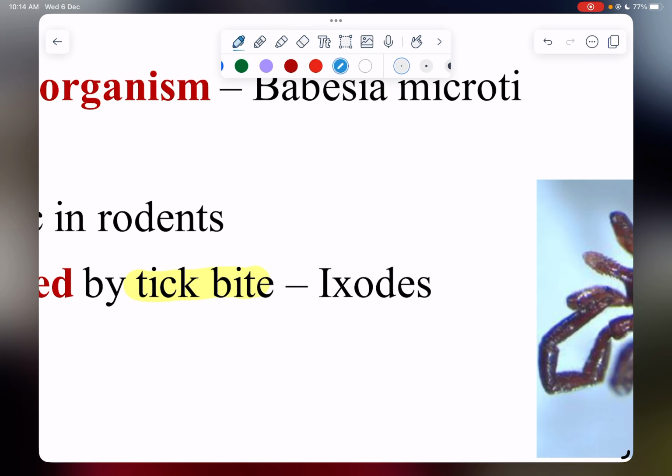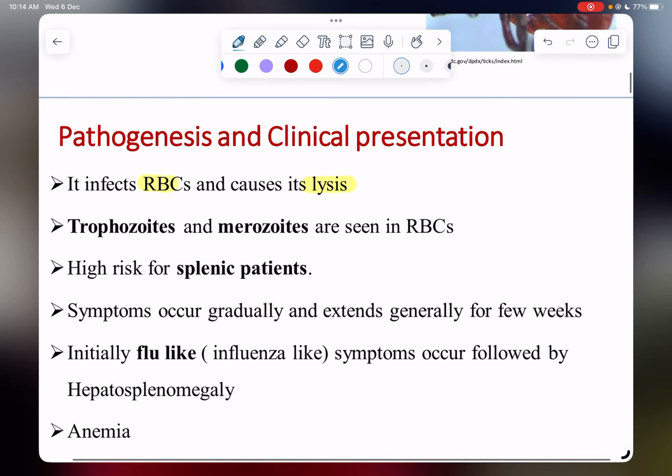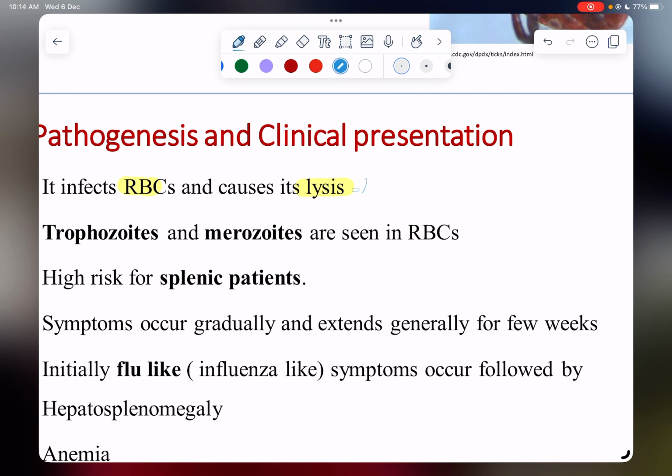Now it infects the RBCs and brings about the lysis of the RBCs, and once the RBCs are lysed, what happens? Anemia. Yeah, there is hemolysis, there is breakdown, there is release of the iron, there is loss of iron, deposition of iron in the tissues, resulting clinically in anemia and other effects of hemolysis. Not only anemia, other effects of hemolysis are also there.